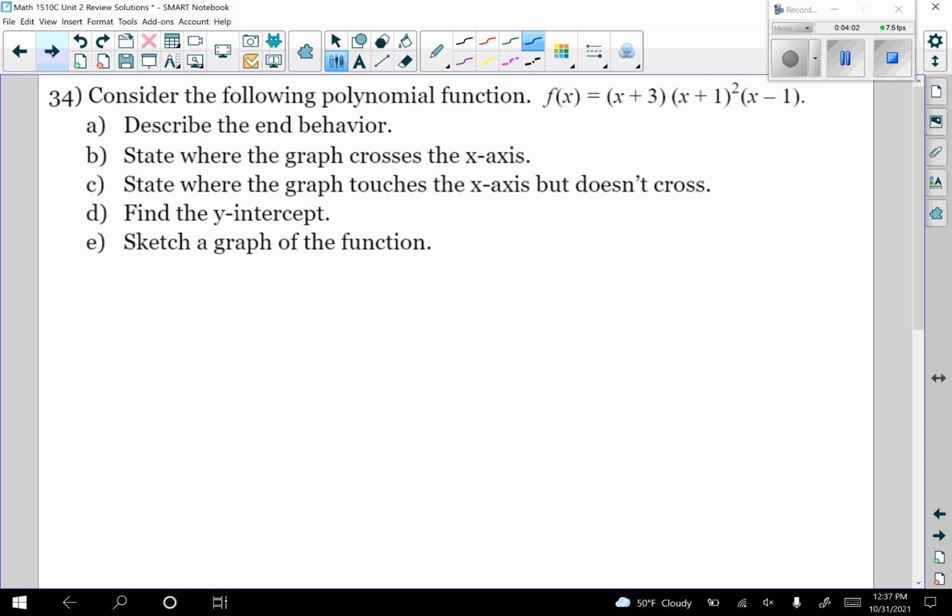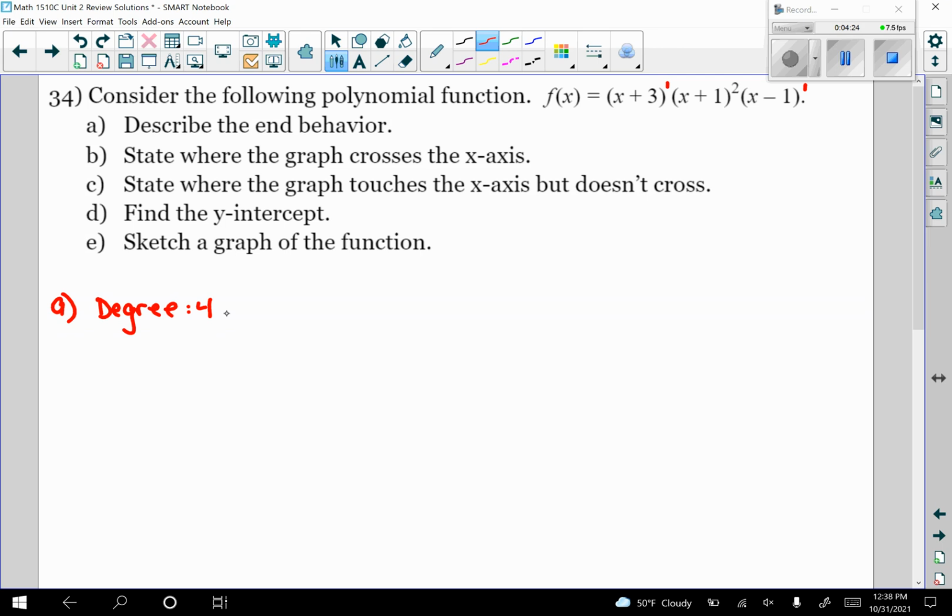All right, for this problem, we're going to find a little bit of information out about it and ultimately sketch the graph of the function at the end. So for a, we need to first figure out the degree of the polynomial. So if we look at all the exponents, because right now it's in factored form, I'm going to add these up. 1 plus 2 plus 1 will give us a degree of 4.